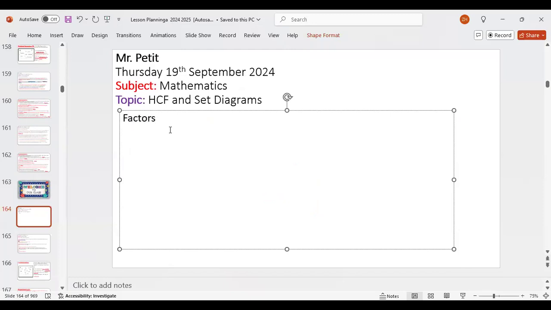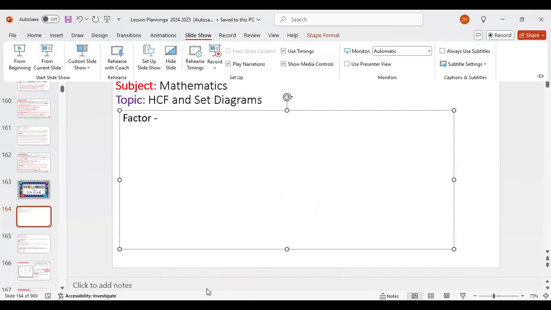When I say a factor, wait, one moment before I even get into that. Can y'all see the screen properly? Yes, sir. Okay, good.